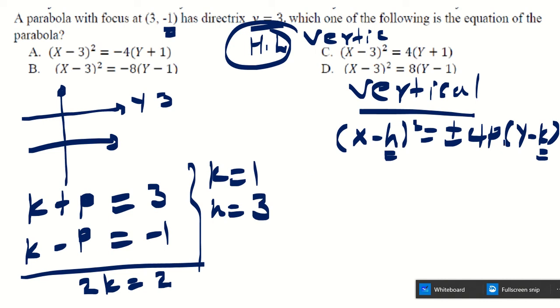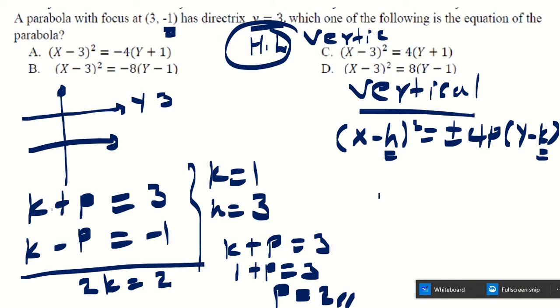So we have h, we have k. What's left? P is left. To get p, we have got the k value already, so we can substitute in either of the two equations. K plus p is equal to 3, we said already. So the k value is 1, and 1 plus p is equal to 3 means the p value is equal to 2. Okay, we have got it.